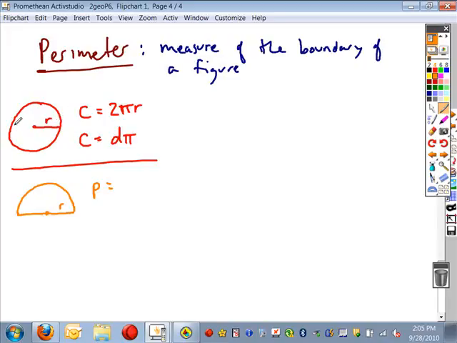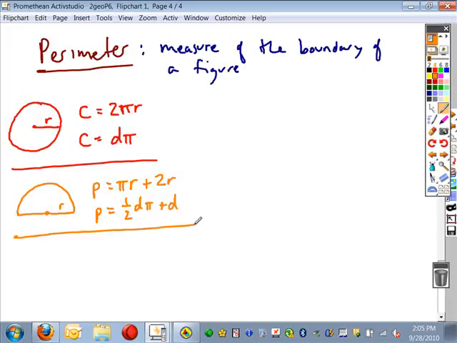So is the perimeter of a semicircle exactly half that of a circle of the same radius? No, it's not half of it. If we took 2 pi r and split that in half, we would be left with pi r. But not only do we have this curved portion of the circle circumference, we also have the diameter, which in terms of r is 2r. So really the perimeter of a semicircle is pi r plus 2r. If we were to write this in terms of d, it's 1/2 of d pi. It's half of the circumference of that corresponding circle plus the diameter, so plus d.